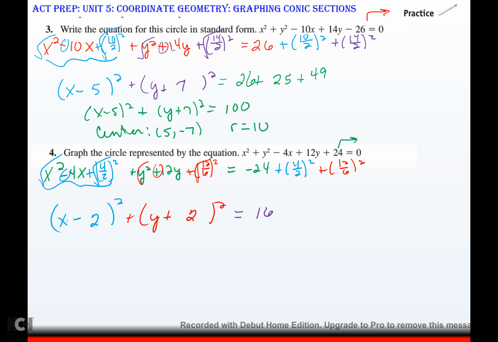Okay, so therefore that makes my center at 2. Oh crap, 12 divided by 2 is 6 squared, and the square root of that is 6. Sorry, so my center is 2, negative 6, and my radius, since this is radius squared, would be 4.